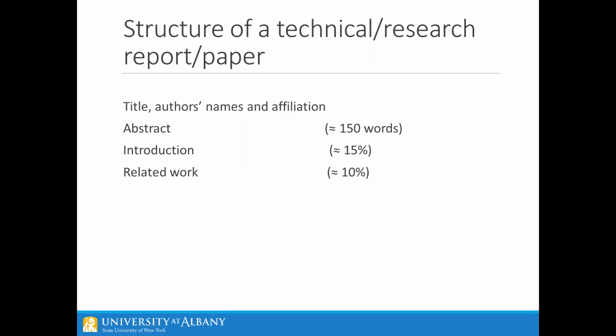Then the third section is usually related work. That means the existing literature that you have reviewed for the problem you are solving or dealing with in your report. What are the related work and existing literature to that, and that could be, again, 10 to 15%.